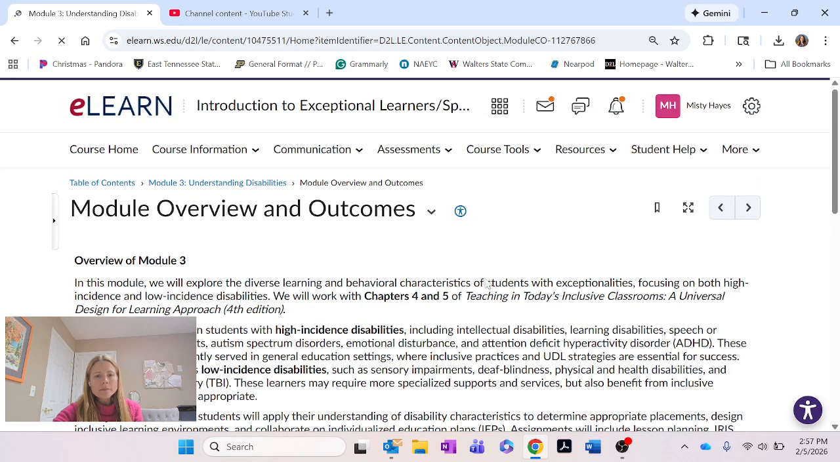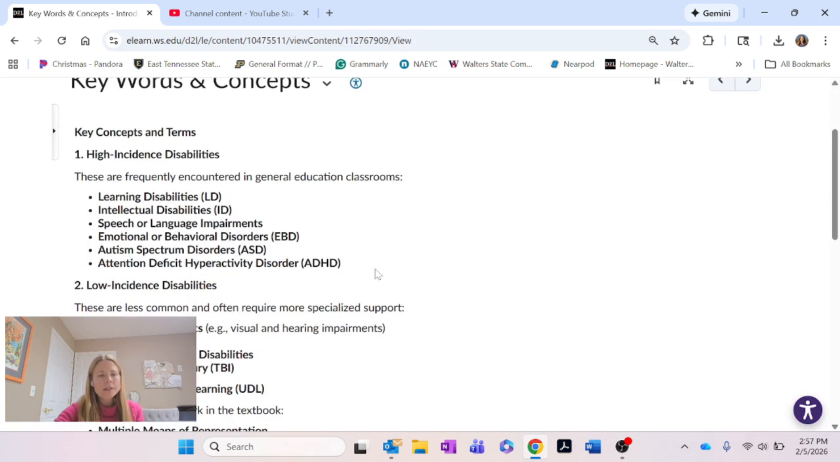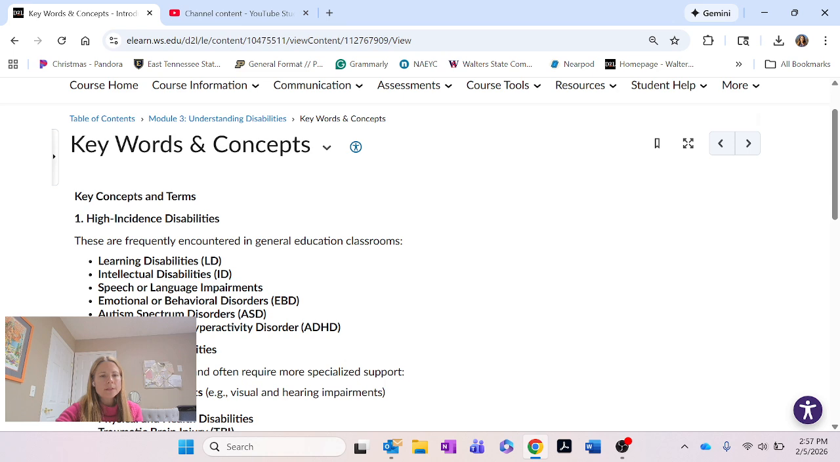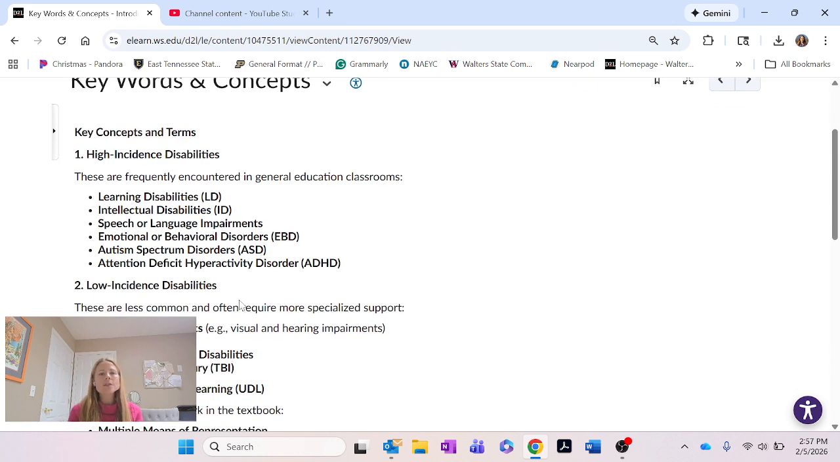Now, that was our overview and outcomes. Here are our key concepts. And again, whenever I do keywords and concepts, I really like to put it into groups, okay? So here are the different types of high incidence disabilities. You're going to see that these are the ones that are most frequently encountered in what we call gen ed classrooms, like regular classrooms. So you'll have learning disabilities. Sometimes they'll say they're LDs.